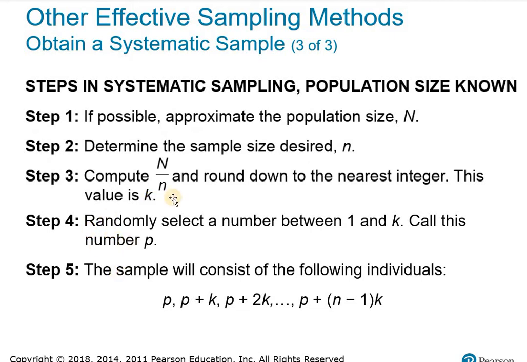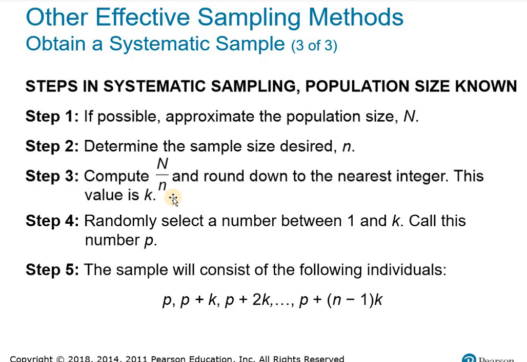Here are the steps. Basically, we have 5 steps. If possible, first you're going to approximate the population size. Let's say this is an uppercase N. You're going to determine the sample size desired, which is lowercase n. Divide the population size by the sample size. This is going to give you the value K. And then randomly select a number between 1 and K. That number is going to be P.